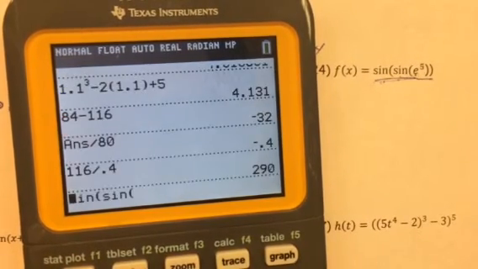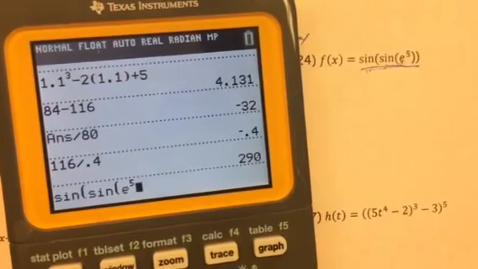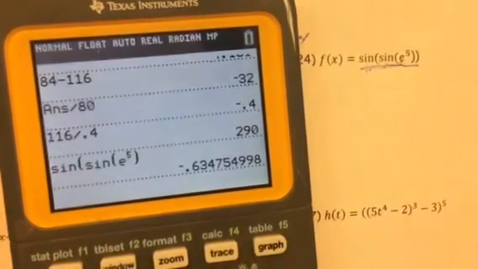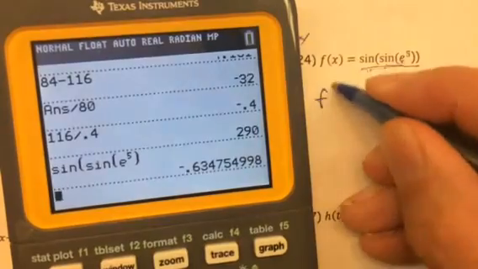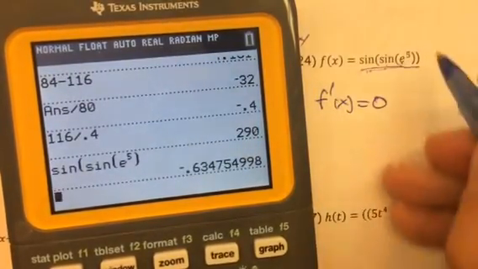Oh man, I'm on the wrong screen. Sine of e to the 5th. It's going to be some number. It's actually equal to negative 0.63. And the derivative of a constant is equal to 0. We don't need to do any work. We just need to recognize this is a constant and the derivative is 0.